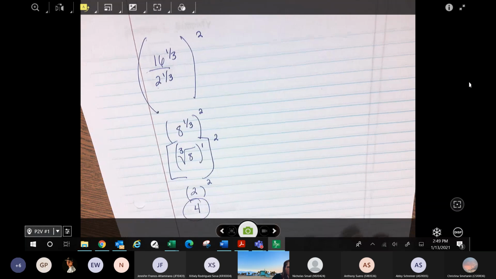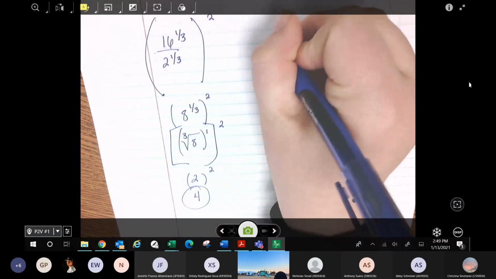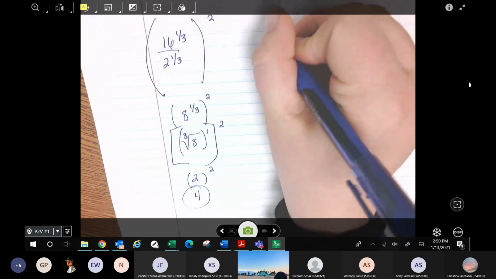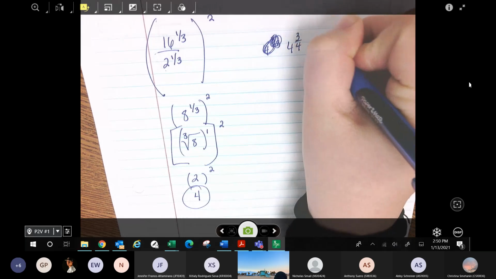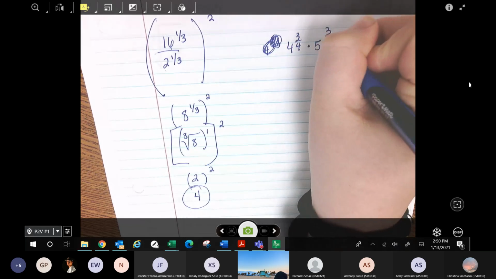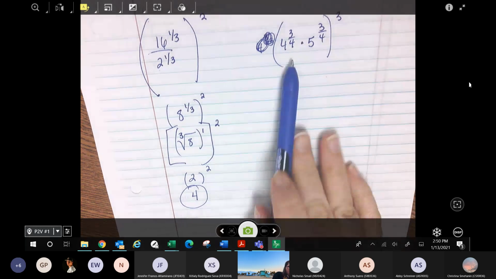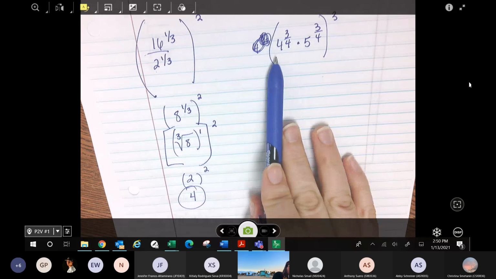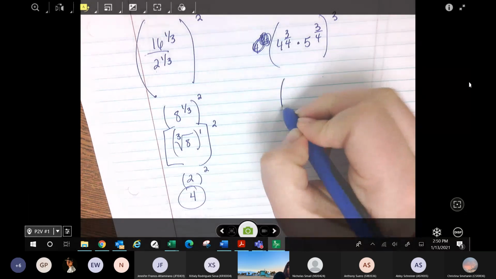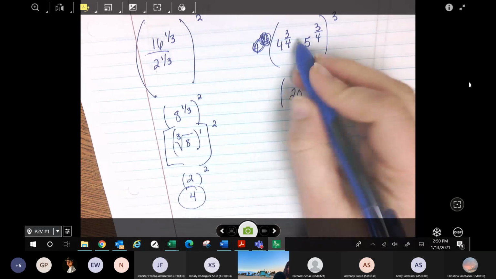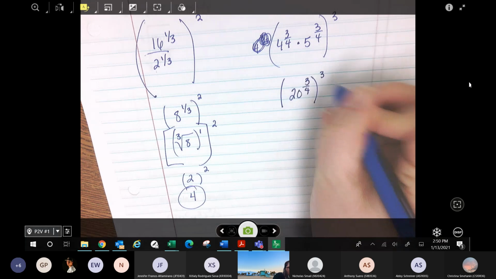I want to do another example kind of like this. Let's do 4 to the 3/4 times 5 to the 3/4, all raised to the third power. Again, your exponents are the same, so you can go ahead and do the math. What is 4 times 5? 20. And then that exponent's going to stay the same, 3/4, all raised to the third power.